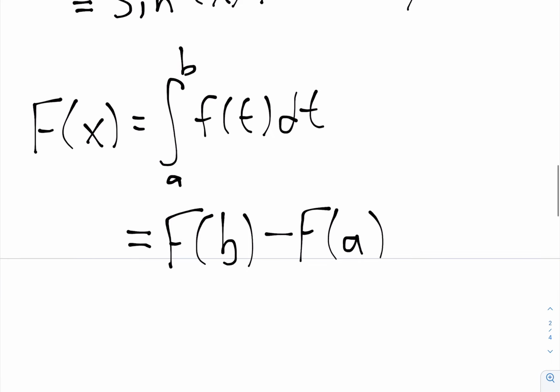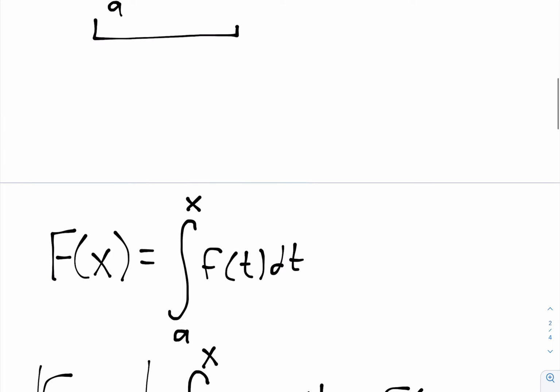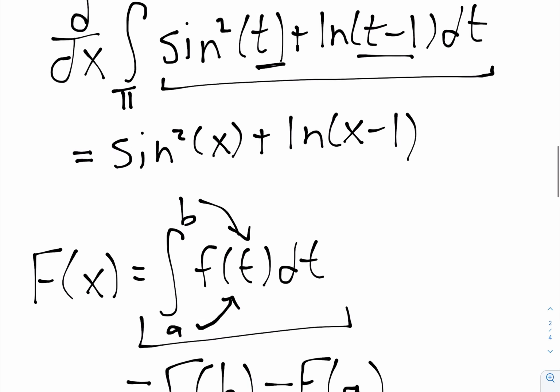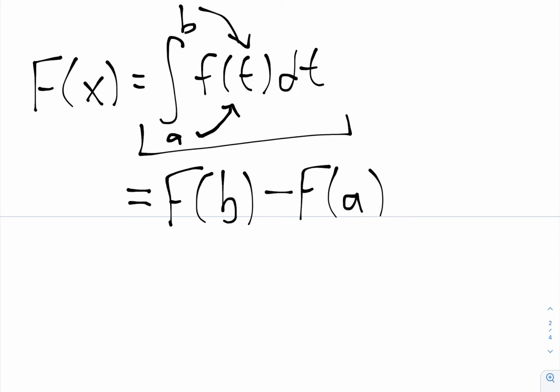So what we're doing is we're evaluating this integral, substituting in b where we see t, and then we're going to subtract the integral of this function, substituting a where we see t. And that is going to give us the exact area under the curve between the points 0 and 1, or generally a and b. Okay, so that's the main idea behind the fundamental theorem of calculus.